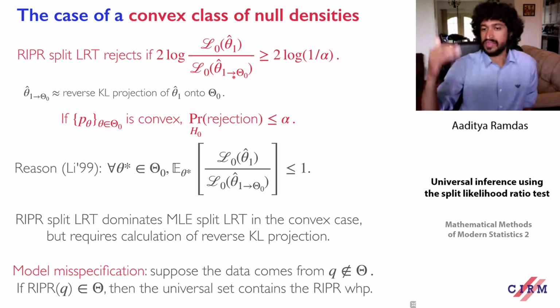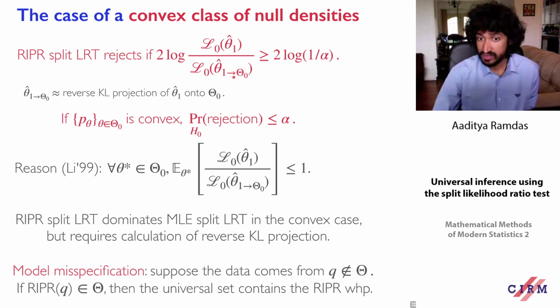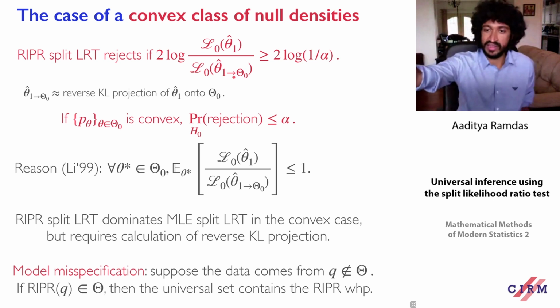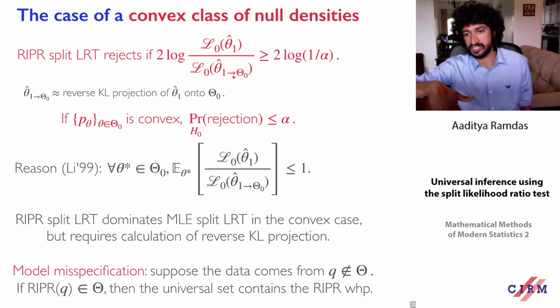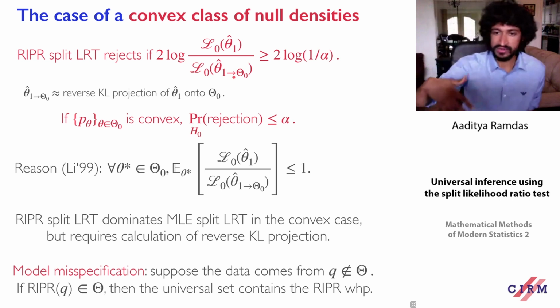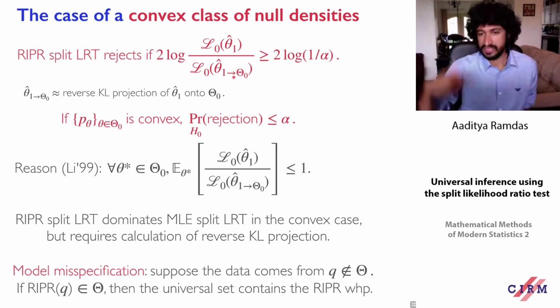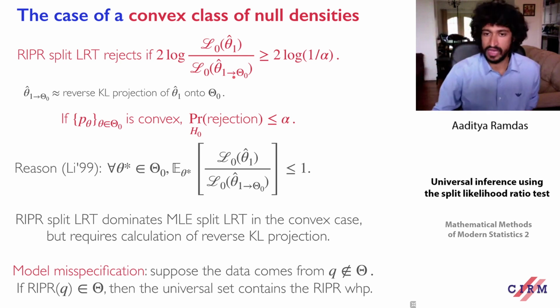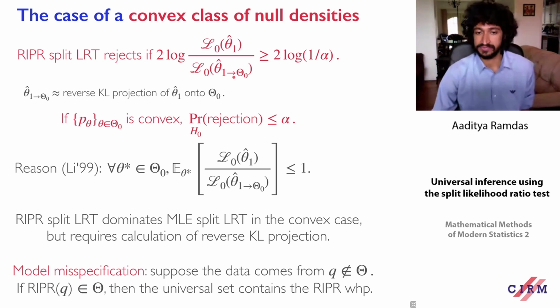He proves that under theta star, so it's like a triangle kind of setting, the truth is coming from theta star. We use theta hat 1 in the numerator. We use the RIPR projection of theta hat 1 in the denominator. And under theta star, this split likelihood ratio has expectation at most 1. So this fact is non-trivial, and it's from Li's thesis.